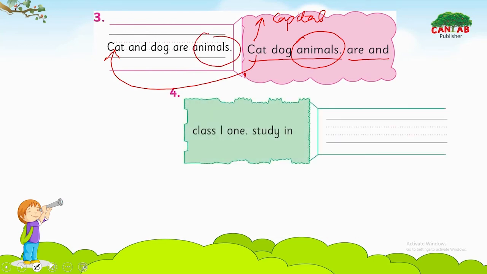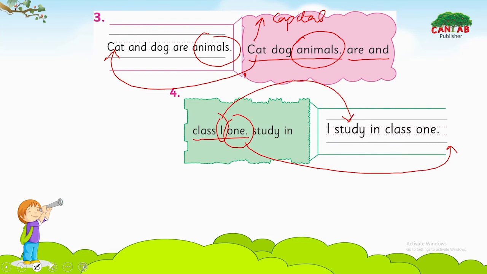The next sentence is class 1, full stop, study in. So this should be mentioned in the last and I is capital here. It should be here in the starting. So I study in class 1. So the correct sentence is I study in class 1 because the starting alphabet and word of the sentence is capital and there is a full stop in the last.